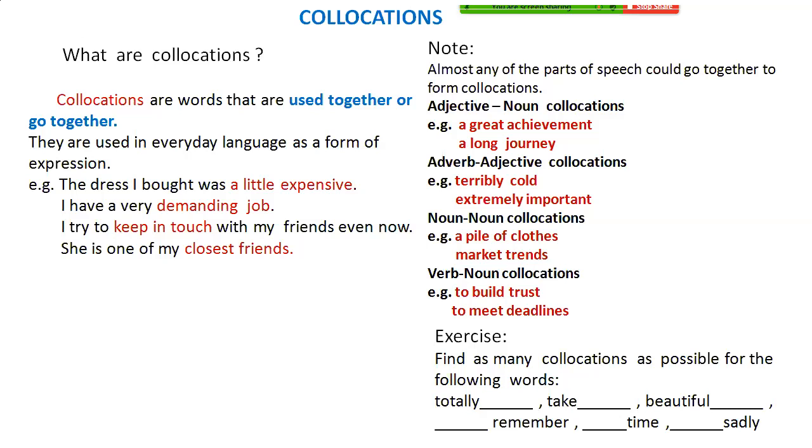Take the next example. I have a very demanding job. Demanding job is a collocation. It means a job that requires a lot of hard work or effort or time. But instead of saying, I have a job that requires a lot of effort or time or it involves a lot of hard work, we express it colloquially using demanding job.